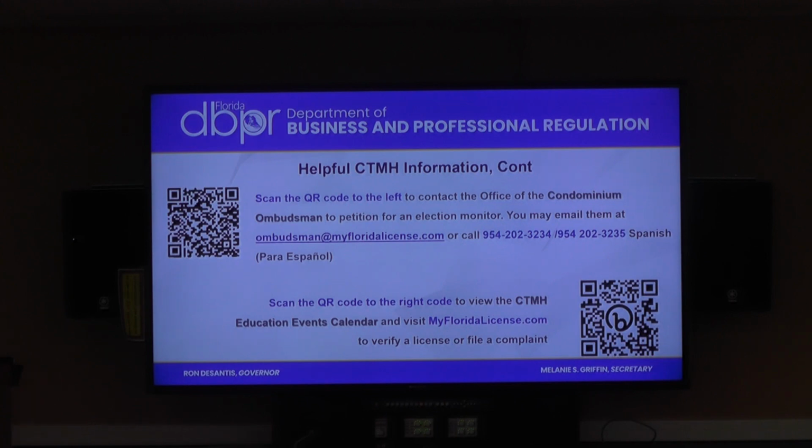Finally, for updated information on division events like the one today, please visit our online event calendar. Please scan the QR code. So probably it's not working.